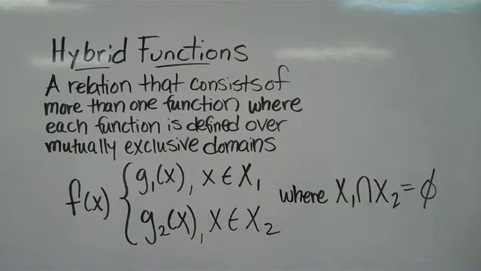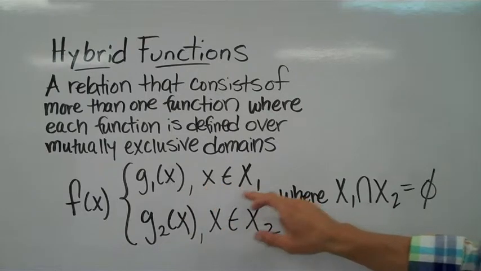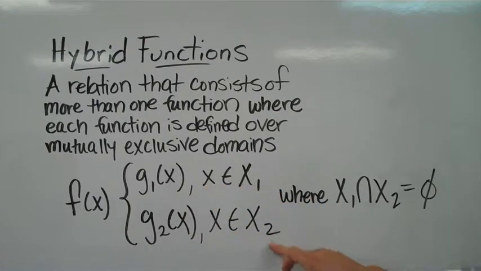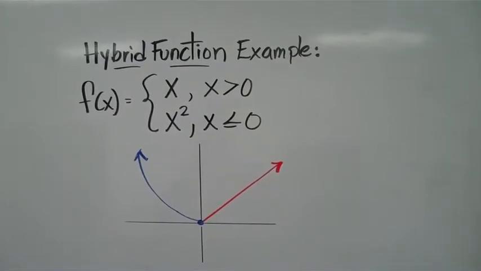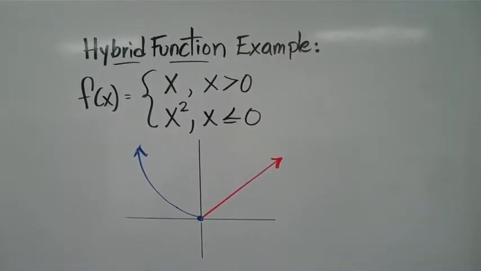Hybrid functions are composed of relations that consist of more than one function, where each function is defined over mutually exclusive domains, where we remember that mutually exclusive means one or the other. We can have f of x defined as g1 of x when x is an element of X1, and g2 of x when x is an element of X2, provided that the intersection of X1 and X2 is the null set, meaning they're mutually exclusive. They don't overlap. Here's an example of a hybrid function: f of x equals x when x is greater than 0, and f of x equals x squared when x is less than or equal to 0. You see that their domains do not overlap.